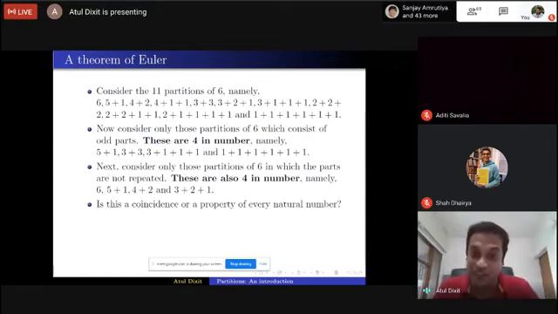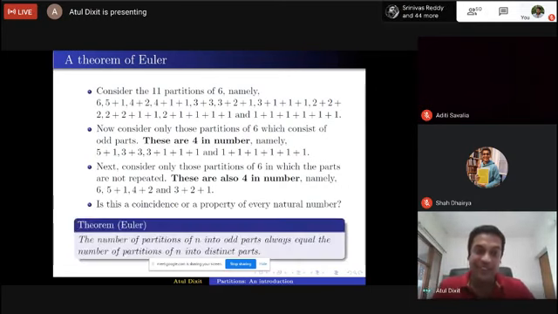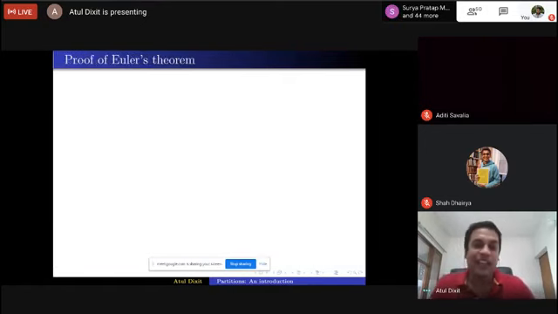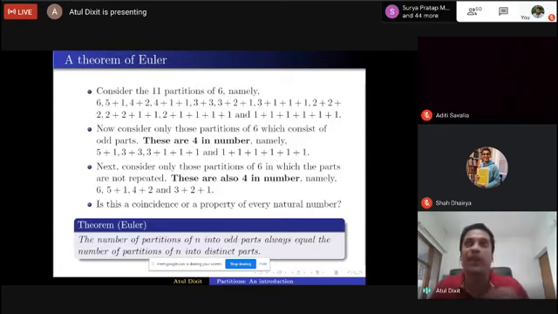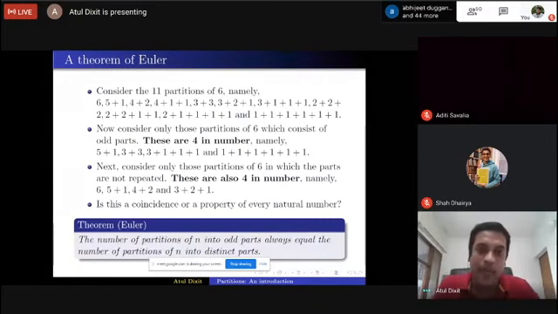Is this just a coincidence, or is it a property of every natural number, not just 6? Of course, it's not a coincidence. This is a theorem of Euler that the number of partitions of n into odd parts always equals the number of partitions of n into distinct parts. Let us see how we can prove this. We cannot go one by one, starting with every natural number n and showing that you get the same number every time. So we have to do this once for all.